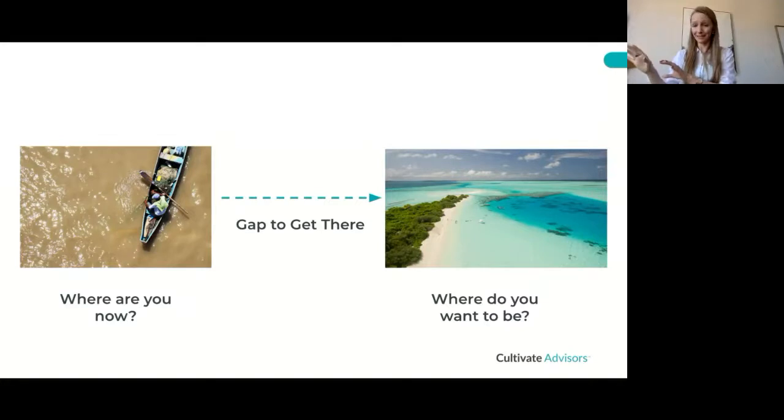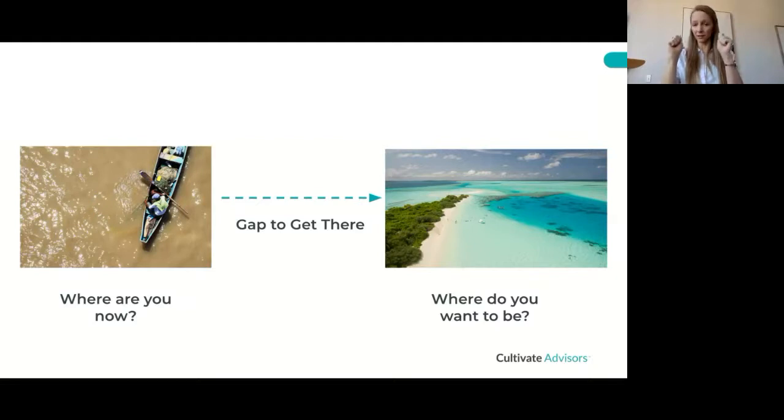Where do you want to be? I want to be on a beach with super clean blue water for miles and miles. That's where I want to be. But right now I'm in this murky, dirty water. The gap is, how do we get there? Okay. And yes, I'm talking about a sales tactic here, but it's a coaching exercise.